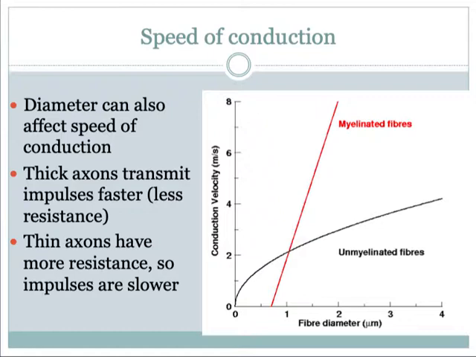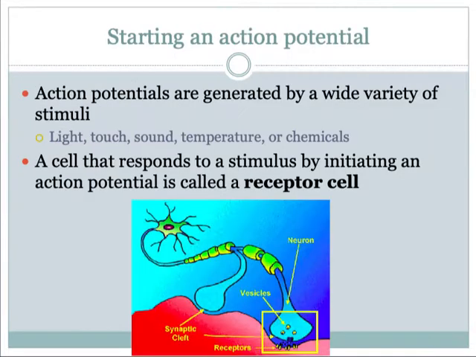In the description of the generation of an action potential, the initial stimulus might be a small electric current. In normal life, however, action potentials are generated by a wide variety of stimuli such as light, pressure, touch, sound, temperature, or chemicals. And a cell that responds to one such stimulus by initiating an action potential is called a receptor cell.